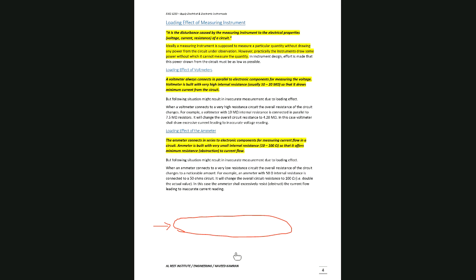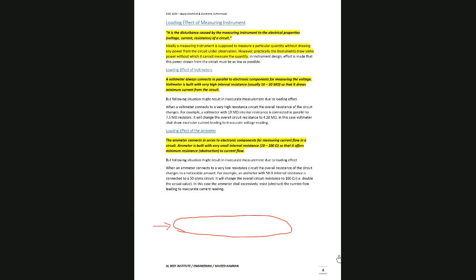Ammeter is built with very small internal resistance. Now remember, the voltmeter was built with a very high resistance because when you connect that in parallel, you are giving an additional path for current flow, one extra path for current flow out of the circuit. So in case of voltmeter, we keep resistance very high so that we don't draw much current from the circuit. But the ammeter case is different.